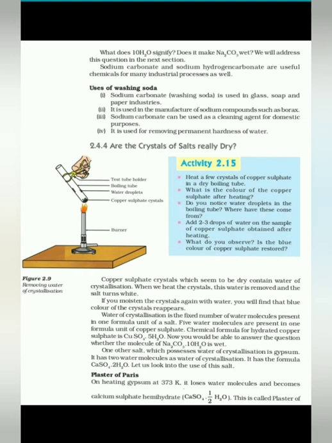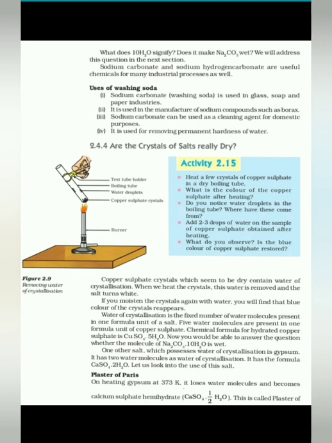Add 2-3 drops of water on the sample of copper sulfate obtained after heating. Now add 2-3 drops of water to those white crystals. What do you observe? Is the blue color of copper sulfate restored? Yes. When you add 2-3 drops of water to that boiling tube, those white crystals will again turn blue because of the addition of water. The salt will get its water of crystallization back and it will restore its blue color.